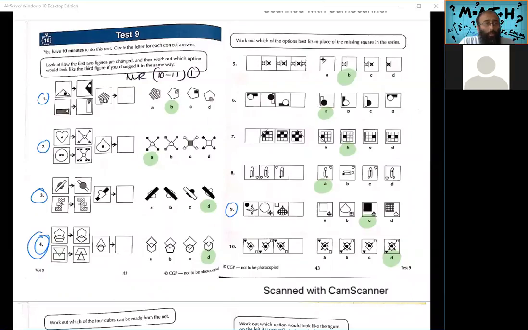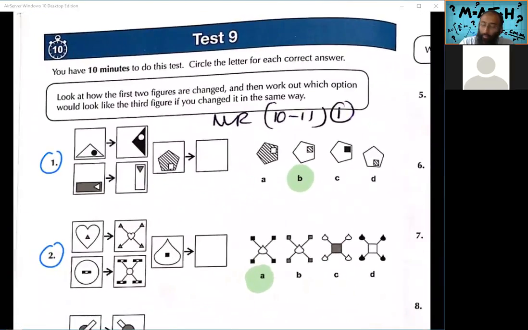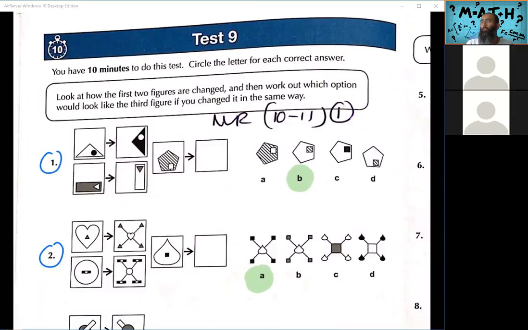Okay, test number 9, non-verbal reasoning, chapter 11, book 1. We need to go through question number 1. Idris, please, our reader, can you read first the question, please? Look at how the first two figures are changed and then work out which option would look like the third figure if you changed it in the same way.